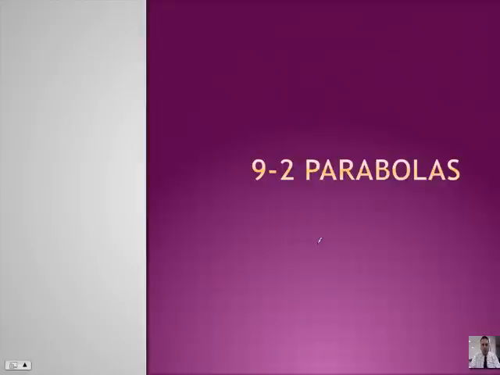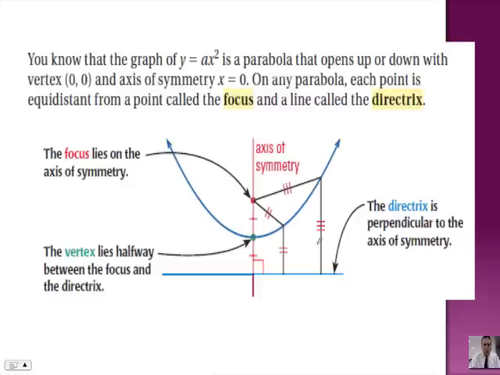Guys, section 2 we're going to do parabolas. This is all a part of conic sections. So here we go. You guys thought we did parabolas before, which we did, but there's more to it than we knew before. So let's take a look at some notes on parabolas.